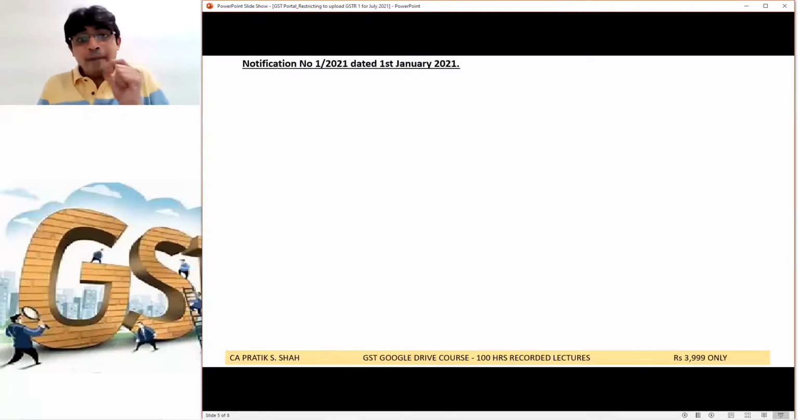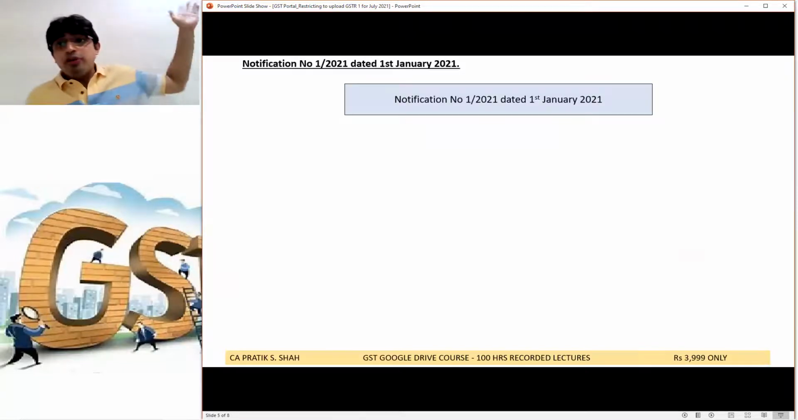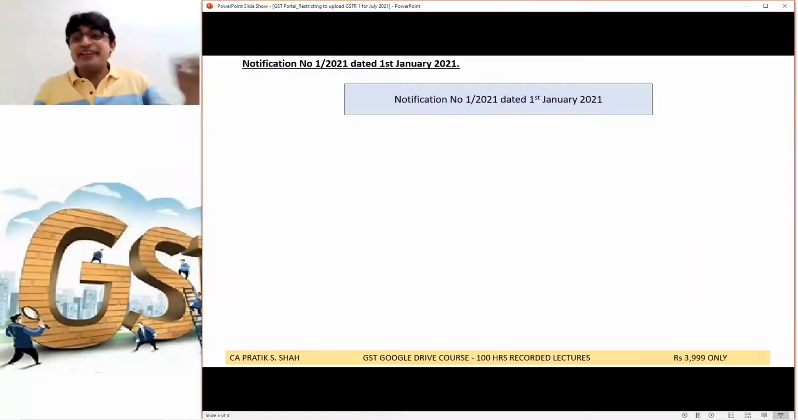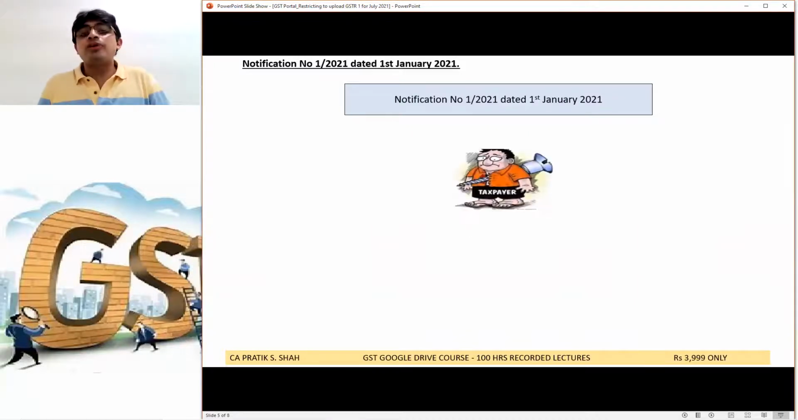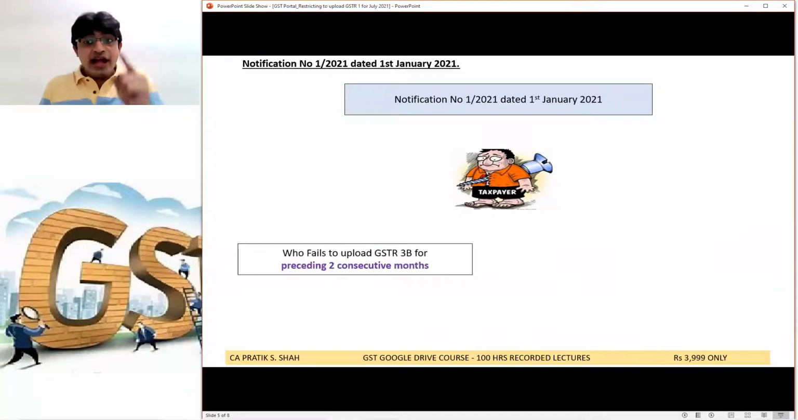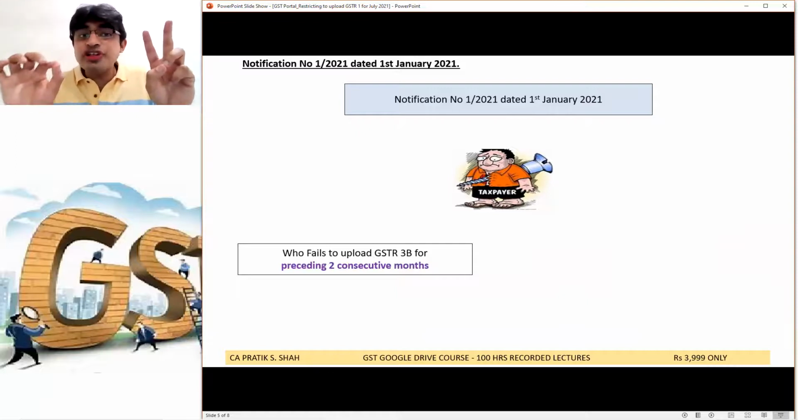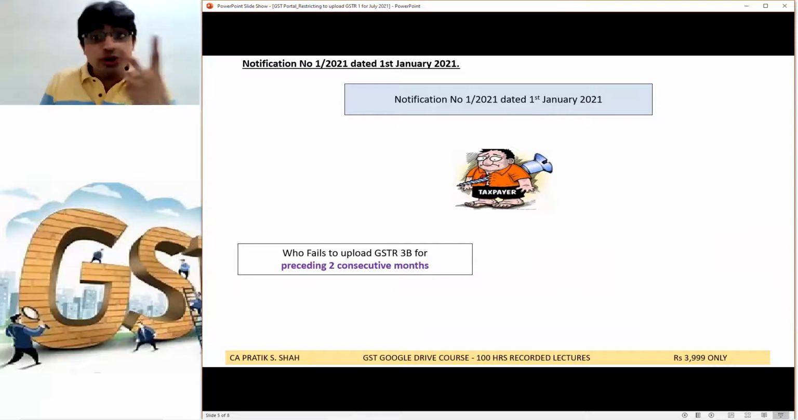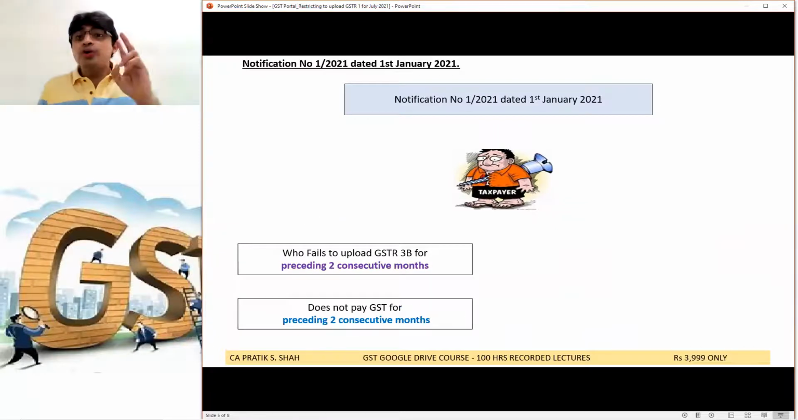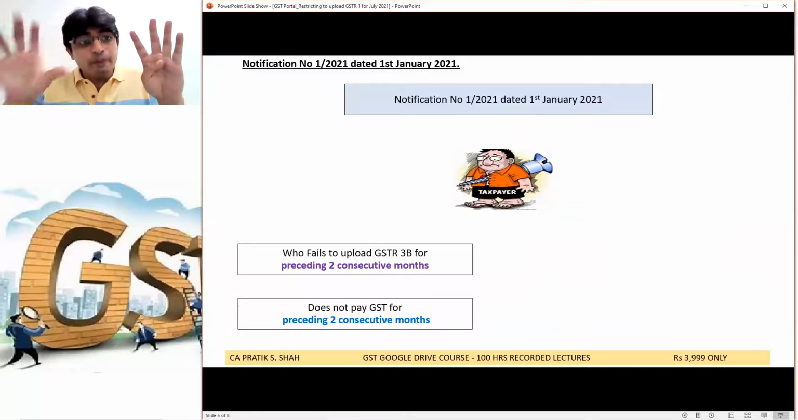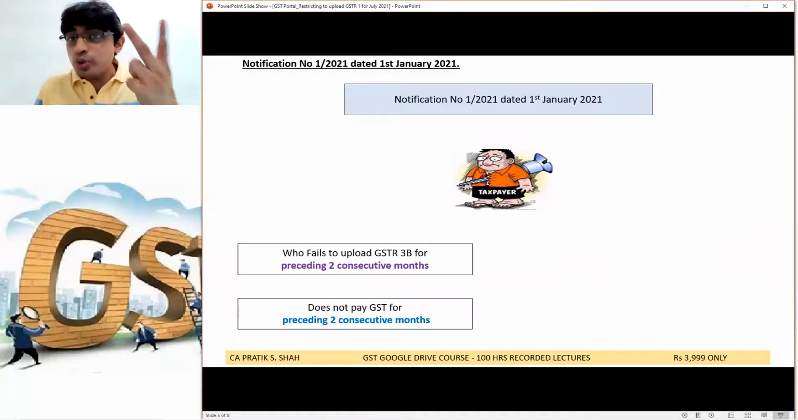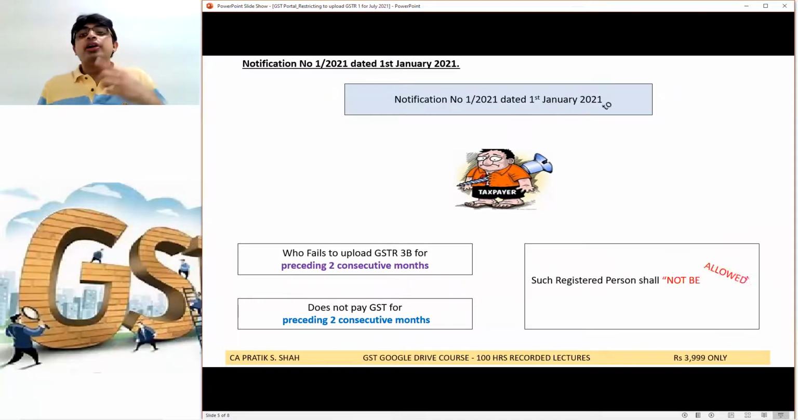That's why the government developed notification number 1/2021. This was issued 6-7 months back, on 1st of January 2021. Not many are aware of this. What is this notification saying? That if a taxpayer fails to upload GSTR 3B for the preceding 2 consecutive months, does not pay GST for those 2 consecutive months, then the registered person shall not be allowed to furnish GSTR1. Very good notification.